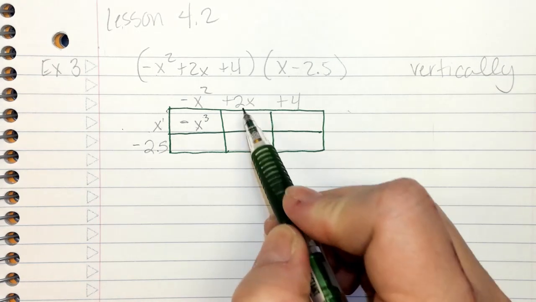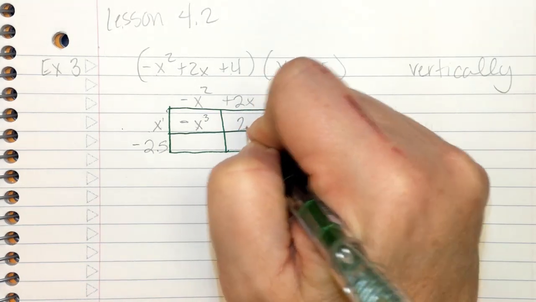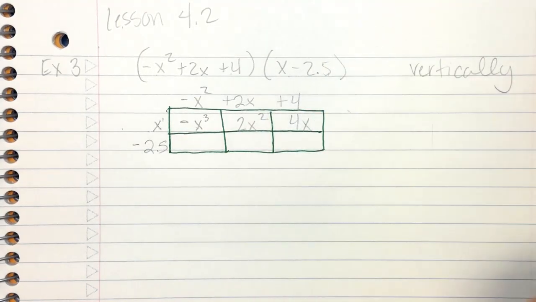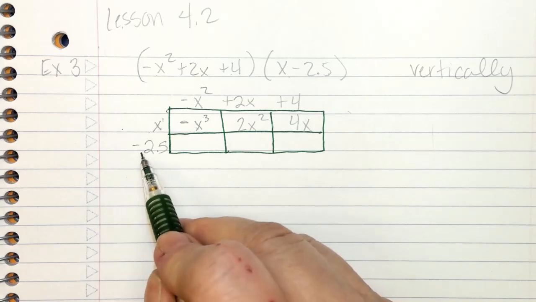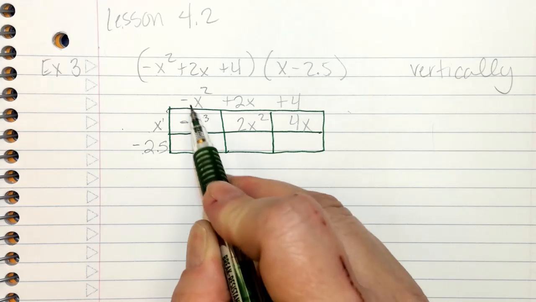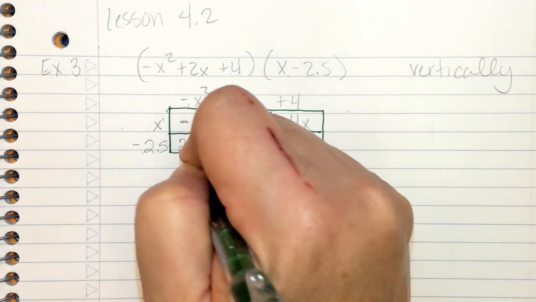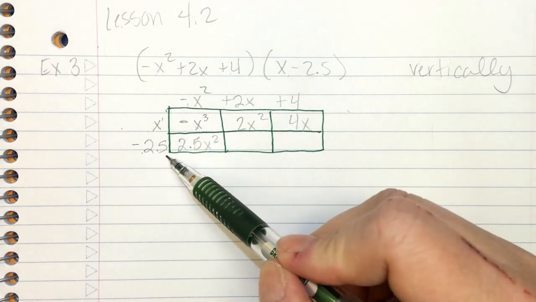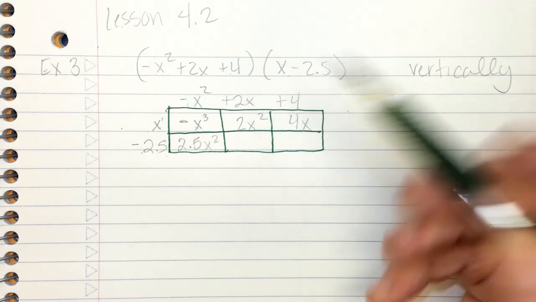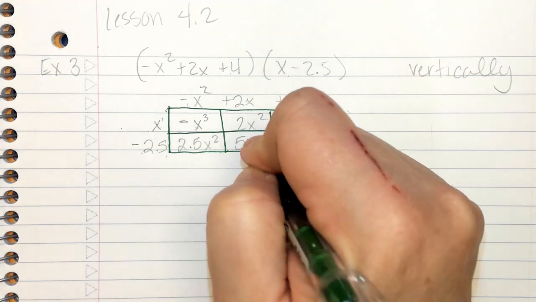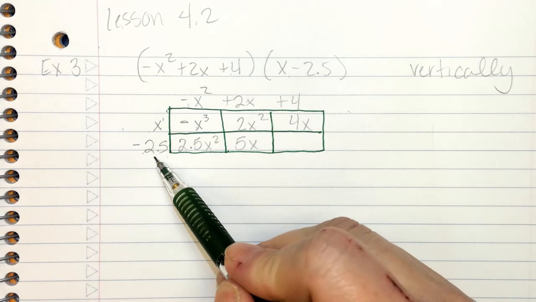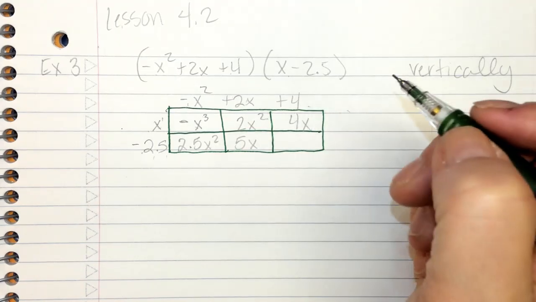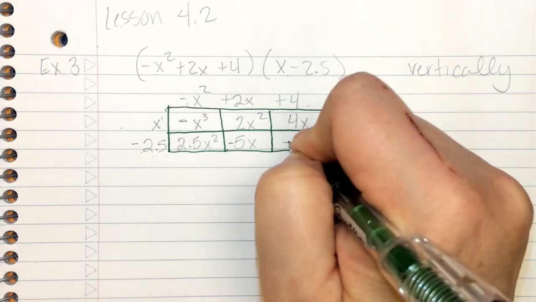All right, then I'm going to multiply x times 2x. That becomes 2x squared. And then x times 4, that gives me 4x. And so now I'm going to do the same thing, but with the negative 2.5. So that times that gives me positive 2.5x squared. And then negative 2.5 times positive 2x will give me a 5x. And then negative 2.5 times 4 is going to give me, oh, I forgot my negative, is negative 10.